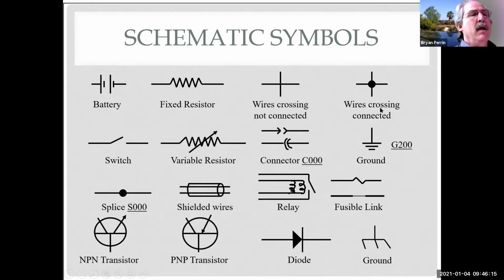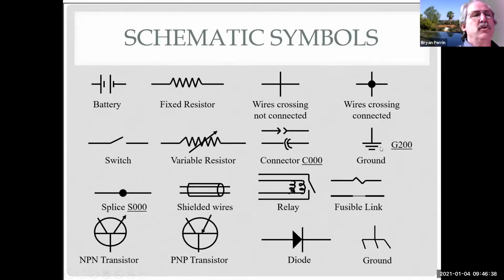And also you can see here, it's underlined, I have a C, and there should be numbers here other than zeros, but the connectors all have a number. So I can look up in a component locator and find out where that connector is on the car. I can also probably get a picture of what that connector looks like.